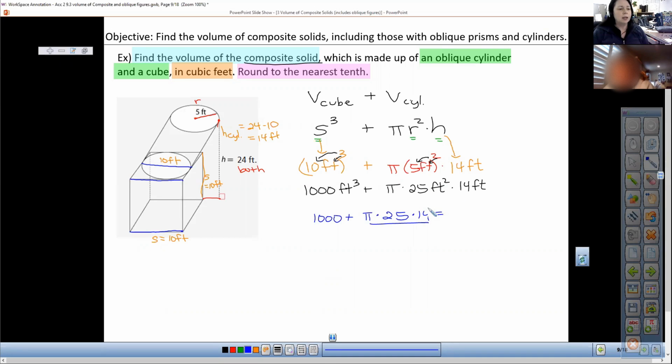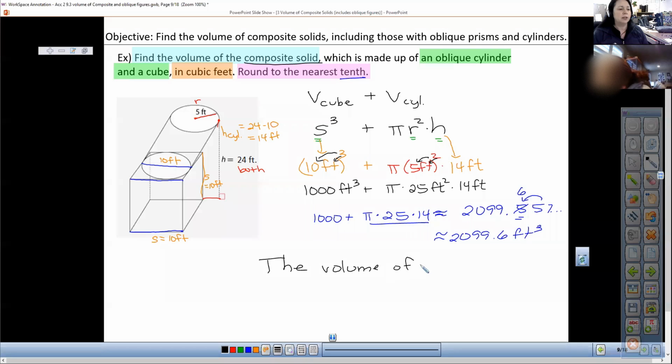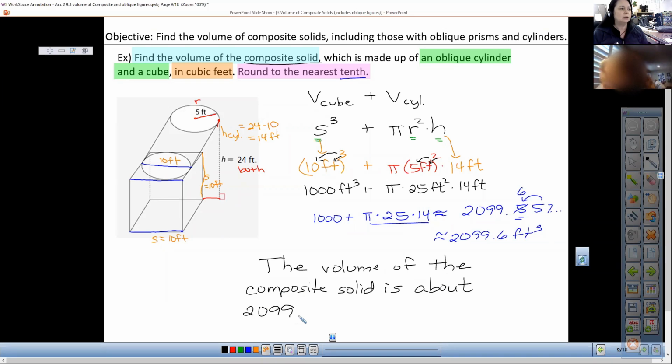All right, so here I am getting 2,099.557 and so on. If I want to round to the nearest tenth, which is where my first 5 is, the second 5 tells me to round that first 5 up to a 6, giving me 2,099.6 cubic feet. And now I can write my conclusion. So the volume of the composite solid is about, because we did round this time, 2,099.6 cubic feet. I'm going to spell it out this time.